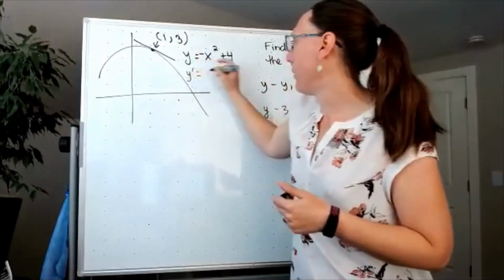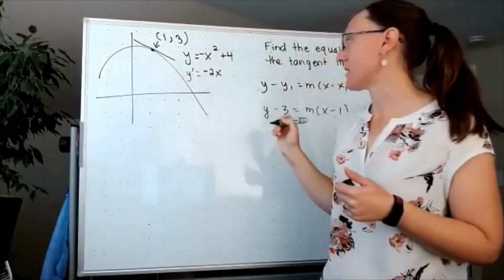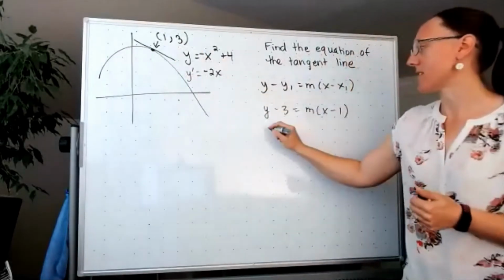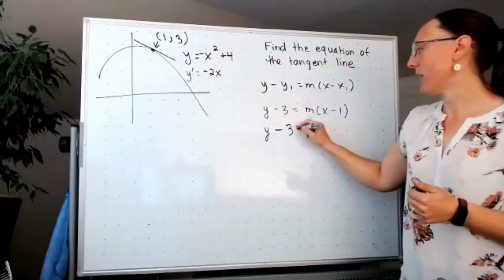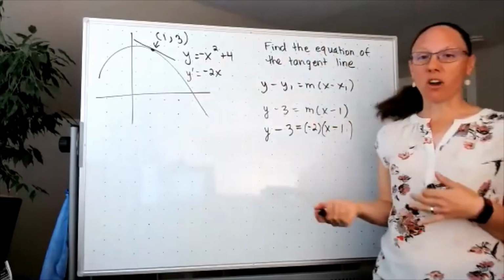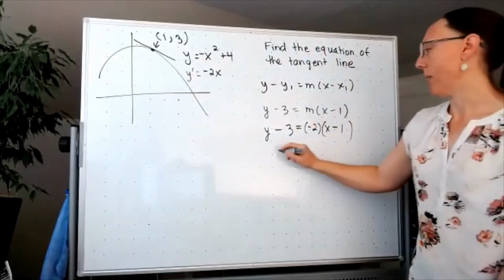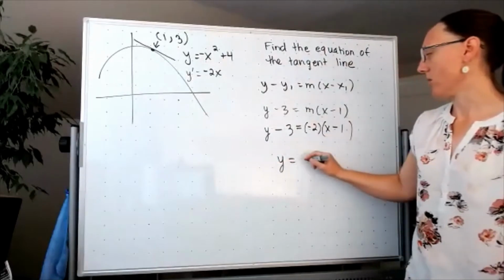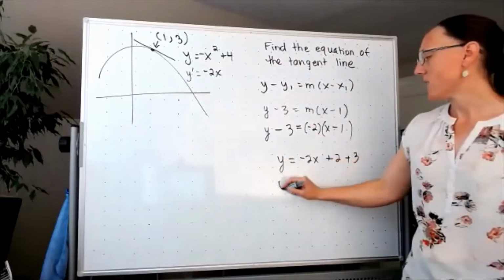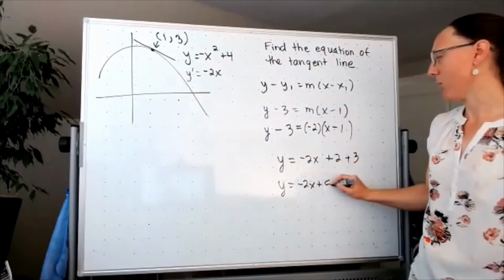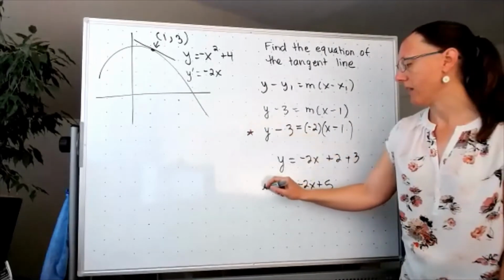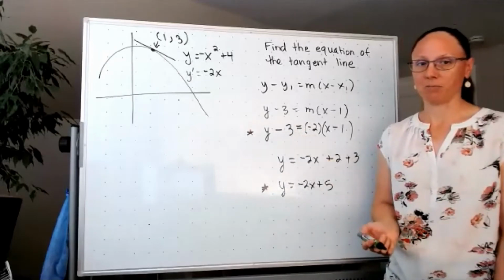So y prime would be negative 2x. And at the point where we care about it, we would be plugging in 1 for x. So I'd have y minus 3 is equal to negative 2 times x minus 1. And there are all kinds of ways that we could rearrange that. I could make that y equals negative 2x plus 2 plus 3, so I could call that y equals negative 2x plus 5. And really, this would be a totally acceptable answer, and this would also be a totally acceptable answer.